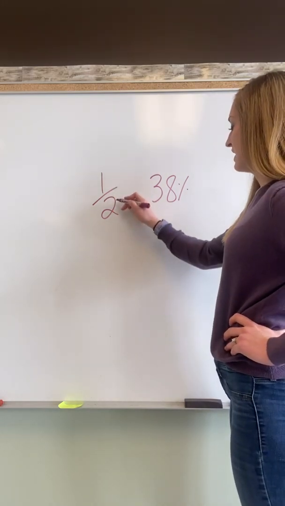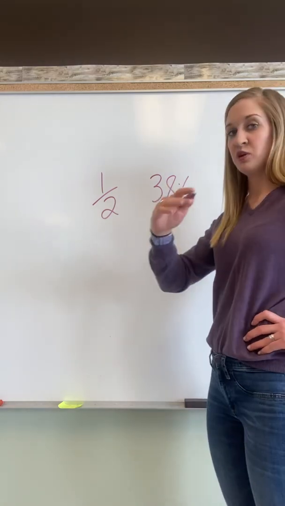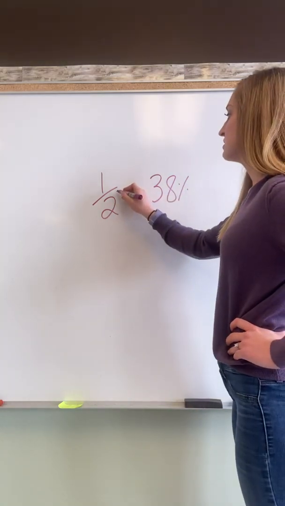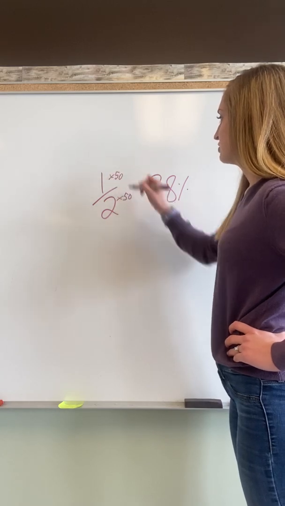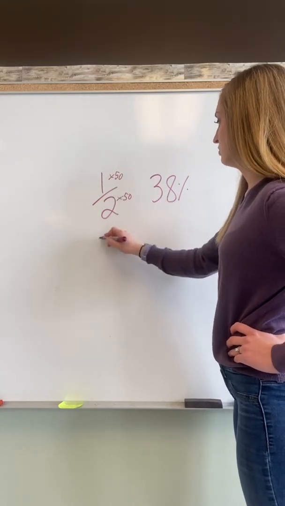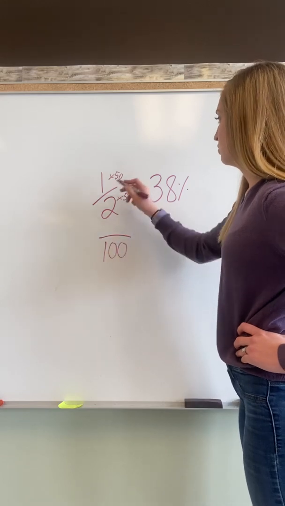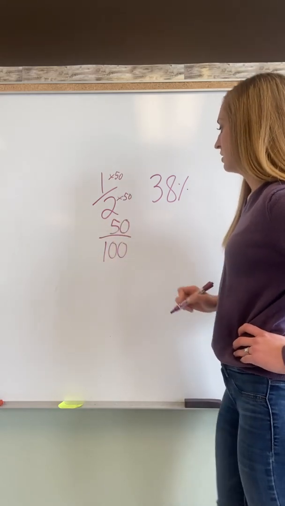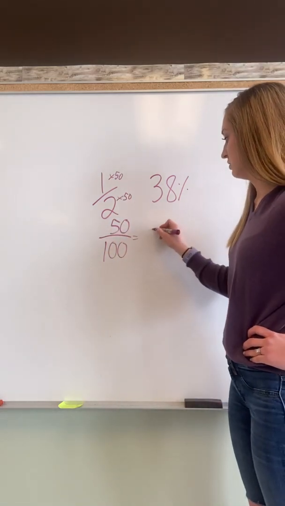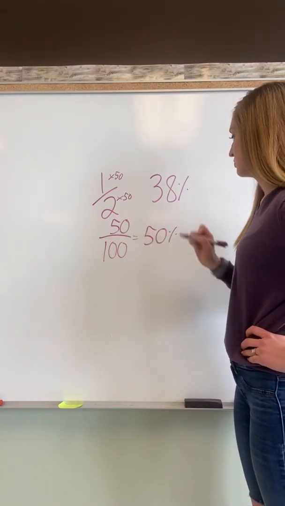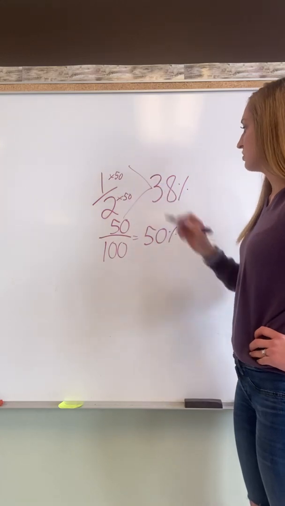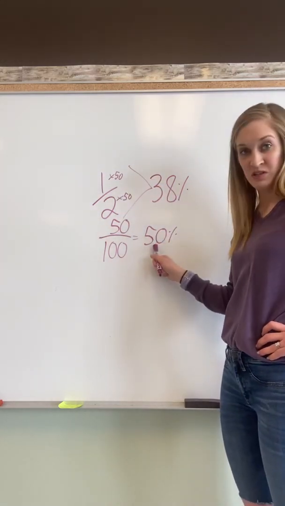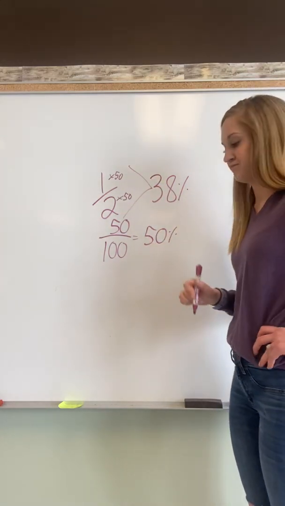So I have 1/2. So to get this to a percent, I have to put it out of 100. So to get to 100, I have to multiply the numerator and denominator by 50. So now I have out of 100, 1 times 50 is 50. Okay, so this would equal 50%. So 1/2 is bigger than 38% because 1/2 is equivalent to 50%.